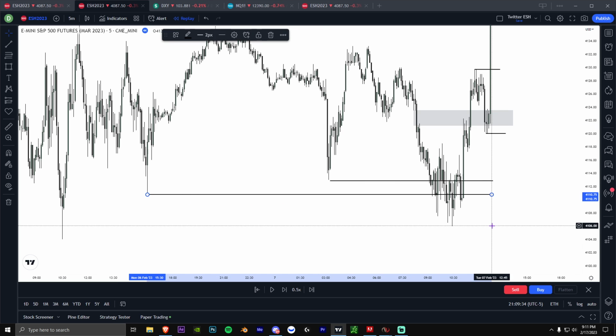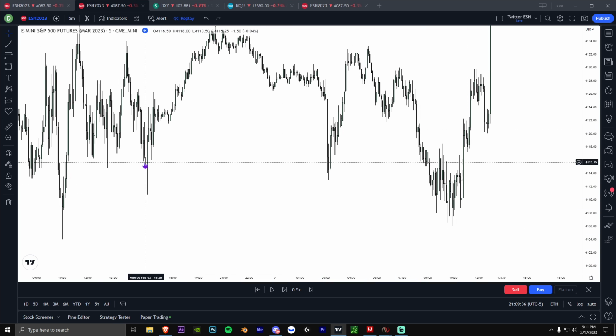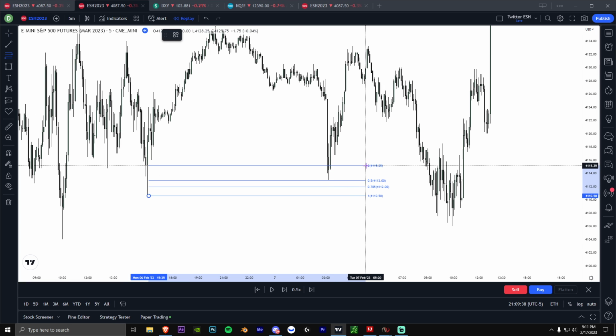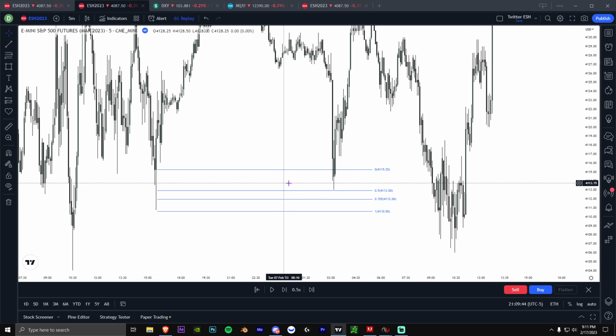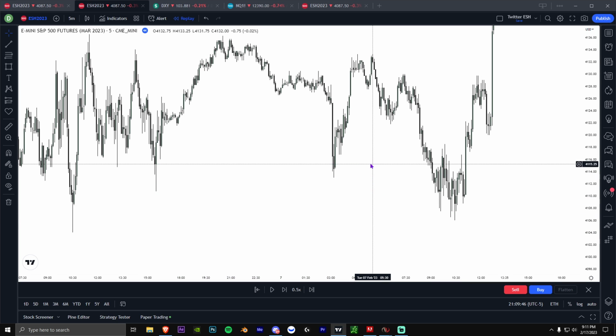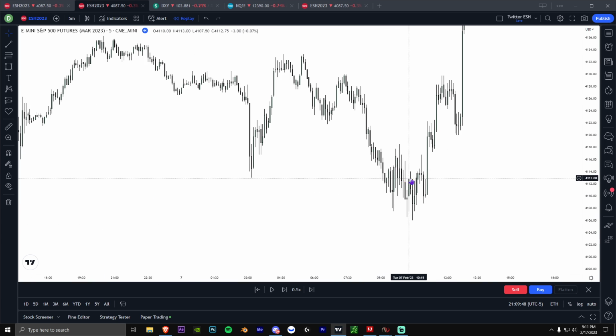Okay, and the reason why I don't draw the consequent encroachment of this wick is because we already held it right here, almost to the tick. It was to the tick, actually. So we already held it to the tick right here. So we already kind of used that. So I don't really have that drawn on my chart again.